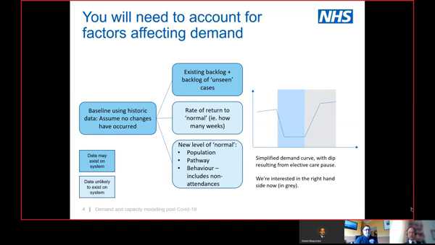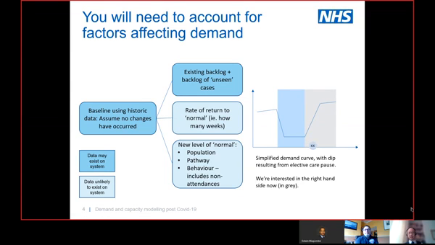So as you can see with this small chart here, there'll have been some suppression of demand as elective services have paused. At some point, we assume that they reopen and they'll be coming back. And as a first point, we take our historic baseline as the point that we would expect demand to come back to, on the understanding that things might have changed. So there might be some other factors that we really need to think about.